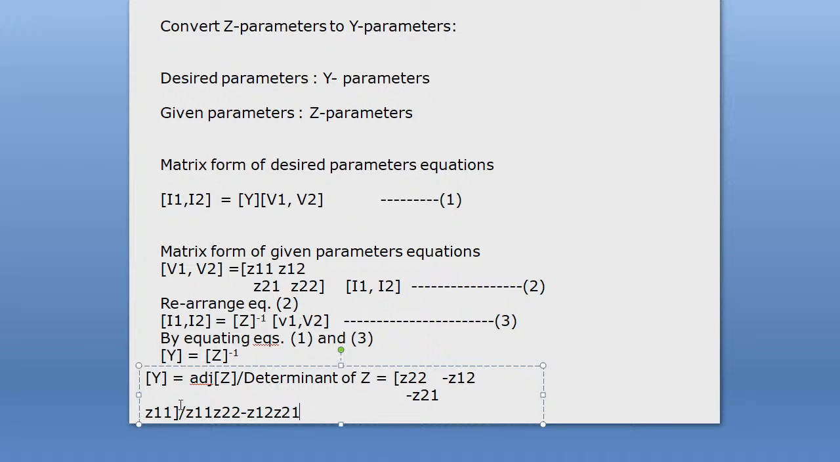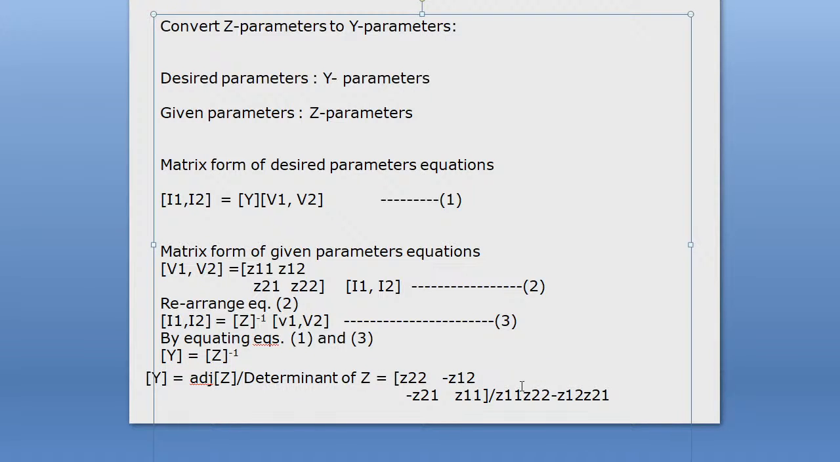Therefore Y11 will be Z22 divided by Z11 Z22 minus Z12 Z21. Each term within the bracket, which is a Z parameter, is divided by the determinant: Z22 divided by the determinant, minus Z12 by the determinant, like this. So Y11 equals Z22 divided by Z11 Z22 minus Z12 Z21. Y12 equals minus Z12 divided by the same term. Y21 equals minus Z21 divided by the same term, and Y22 equals Z11 divided by the same term. So this is the conversion of Z parameters to Y parameters.